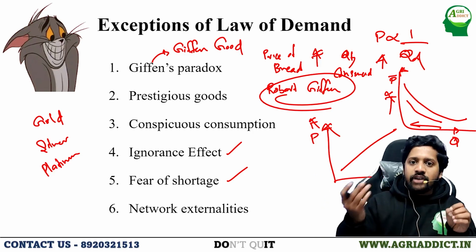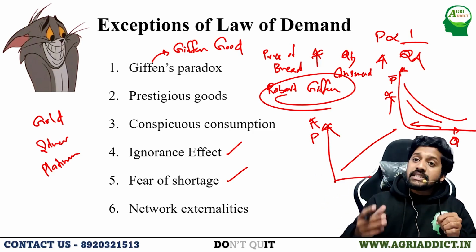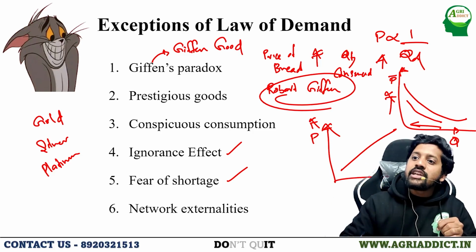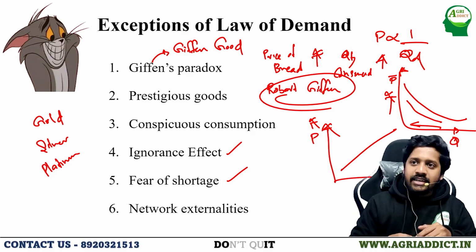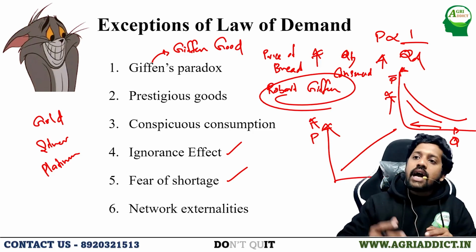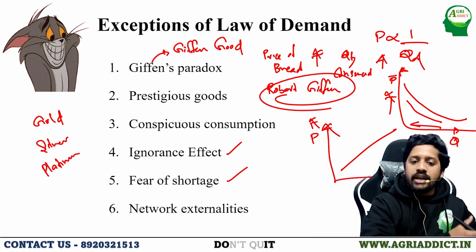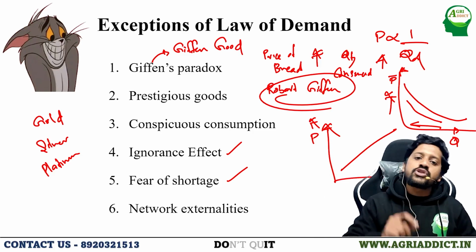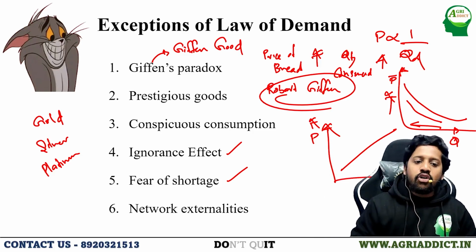So if I am having that fear, then I'll be purchasing that quantity even if its price is higher, right? So according to the fear of shortage, even if the price is really high, I would be purchasing it and stocking it in my home. So fear of shortage is also another exception for the law of demand.